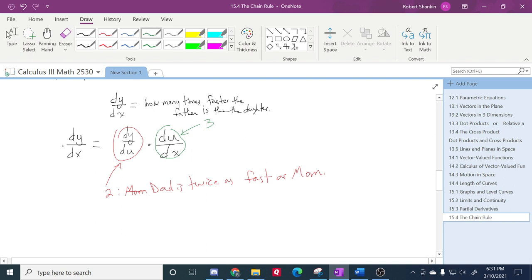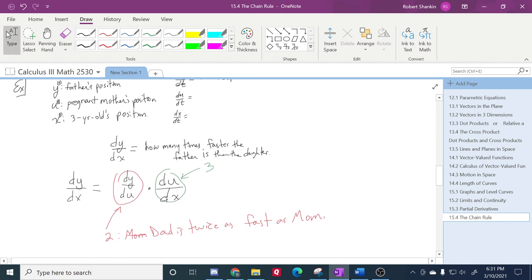So that tells us that the dad is 6 times as fast. We'd multiply these 2 together. 6 times as fast as the daughter right here. And this is the chain rule in Leibniz's notation. He said it'll work just like a fraction. These du's would cancel out, just like in dy/dx. And you can use any intermediary you want.